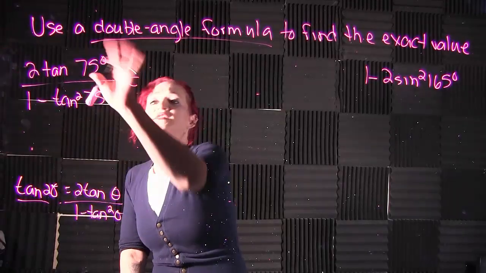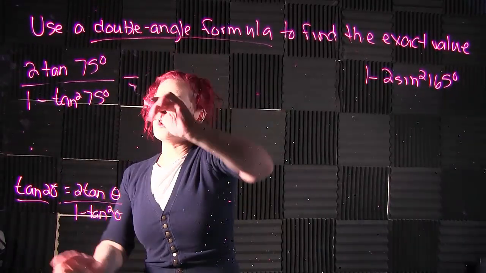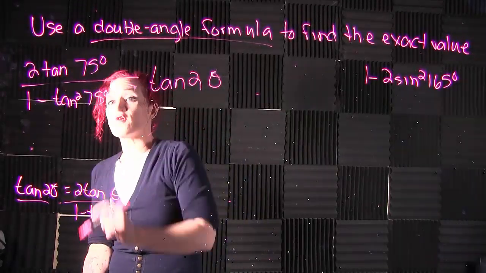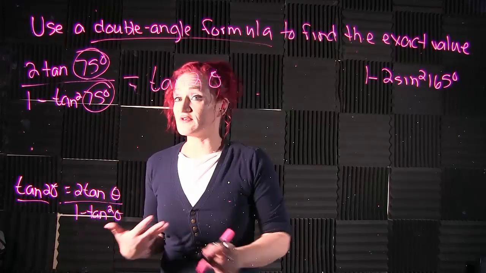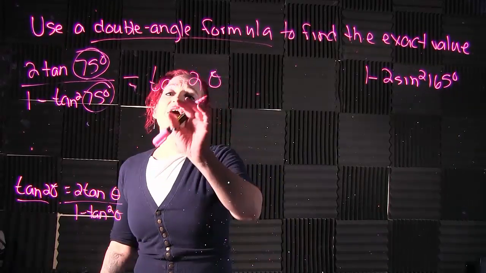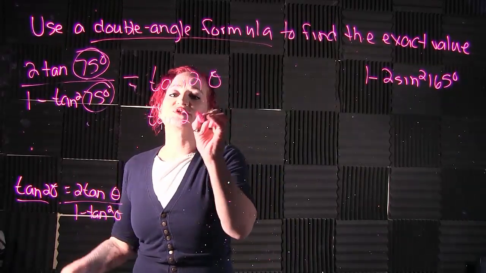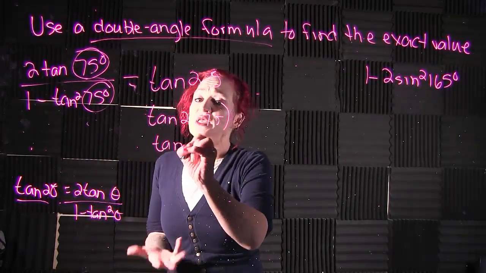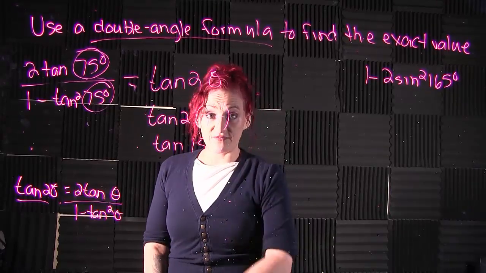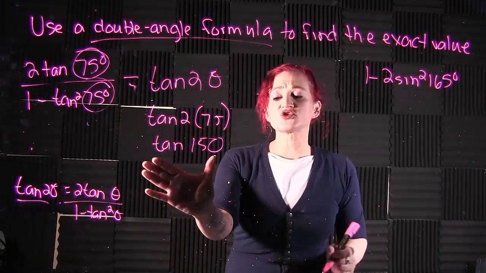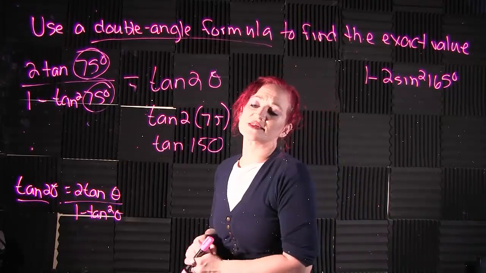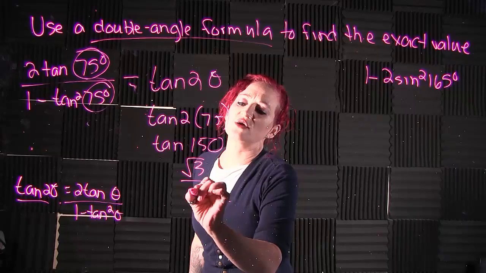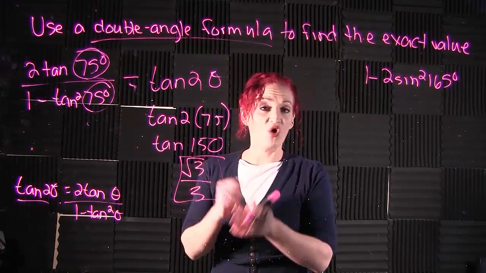So this here equals tangent 2 theta, where theta for our example is 75. So what we really have here is tangent of 2 times theta, where theta is 75. So this is really just tangent of 150. Now if you use your unit circle or plug this into the calculator, tangent of 150 is equal to square root of 3 over 3.